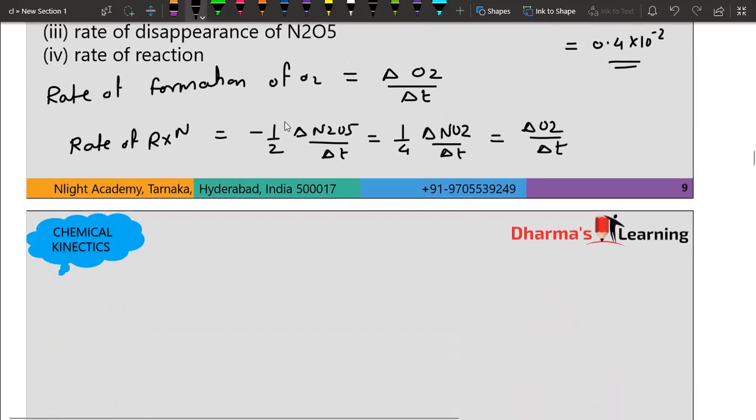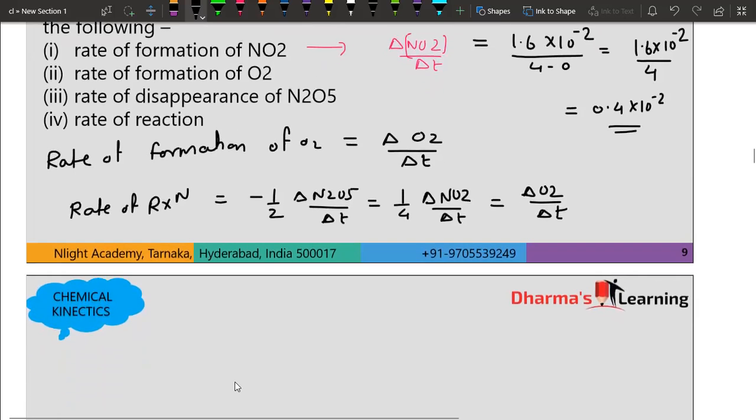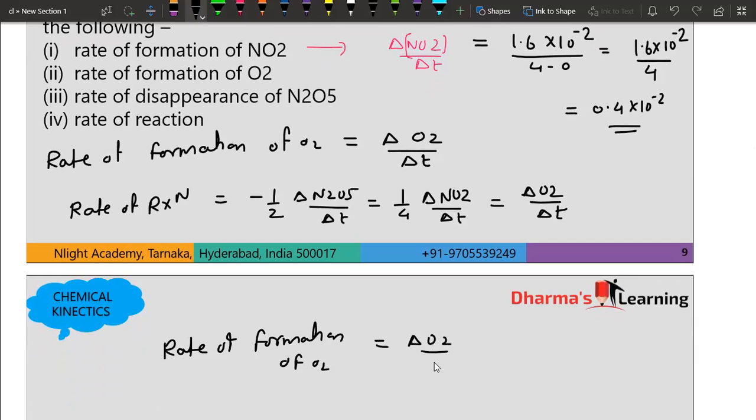We have this value, change in concentration of NO2 divided by change in time, which is given in the question, and we need to find the rate of formation of O2. What is the rate of formation of O2? Rate of formation of O2 is delta O2 divided by delta T, which can be equated from the rate of reaction as 1 by 4 times the change in concentration of NO2 divided by change in time.